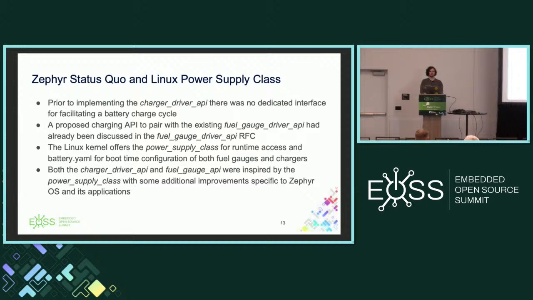So for those of you that may not know, the way that you do all of what was aforementioned in the previous slides is in Linux, there's a power supply class that provides runtime access to both chargers and fuel gauges, as well as some boot time configuration for fuel gauges and chargers. And the charger driver API and the fuel gauge driver API took inspiration from the power supply class with some additional tweaks for Zephyr, intentionally so that it would be familiar to anyone that's worked with the power supply class in the past.